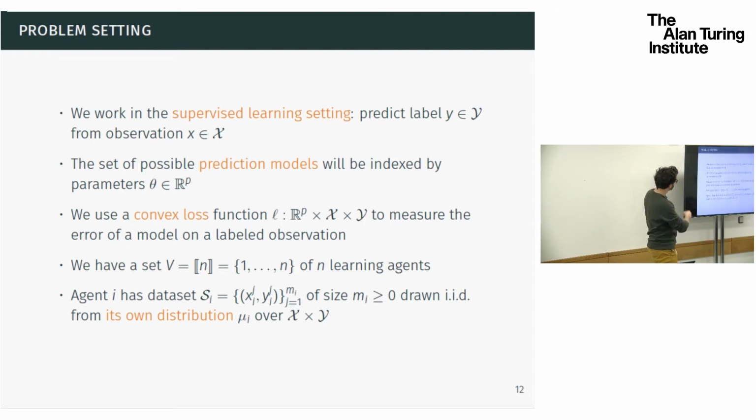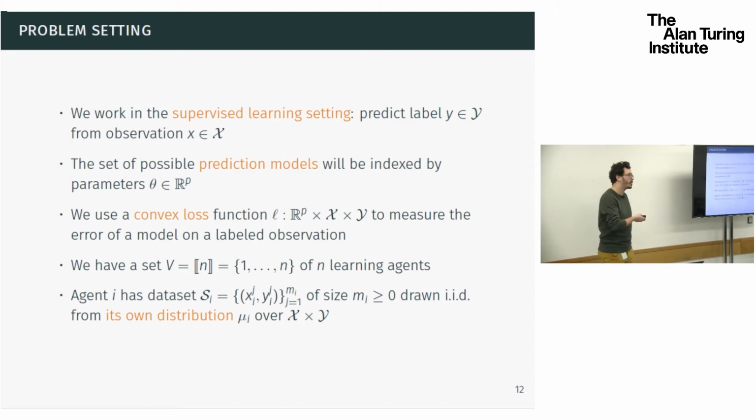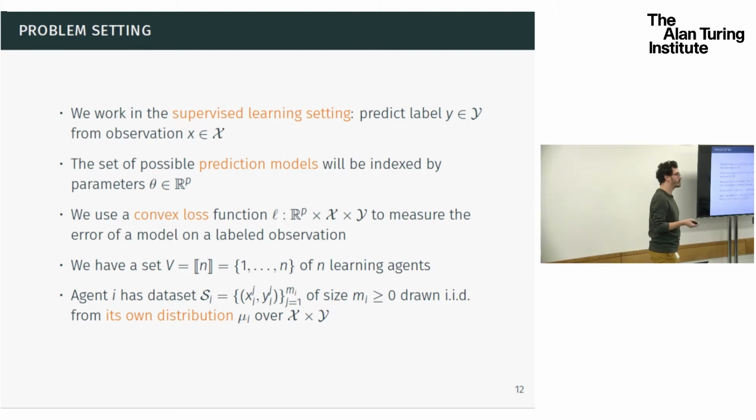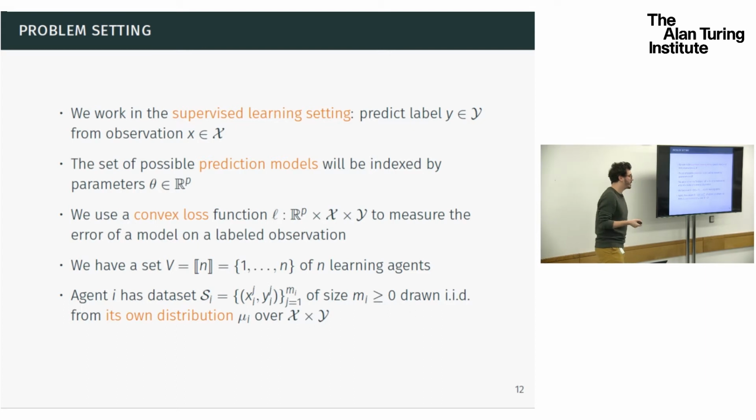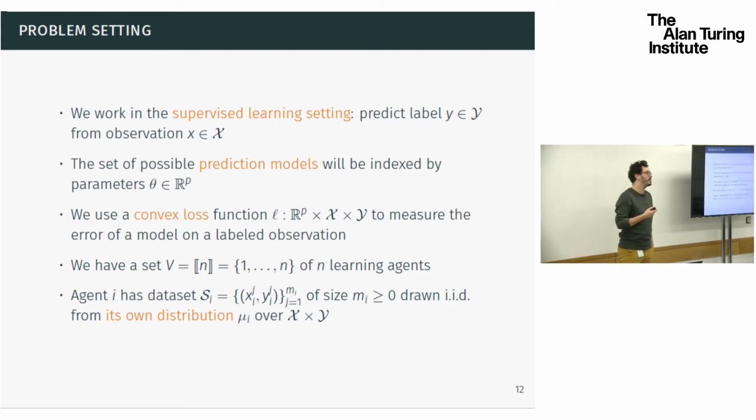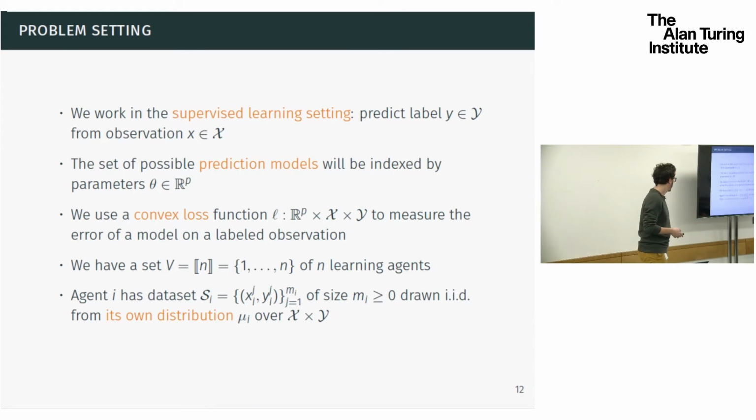The size of the data set of agent i is mi. This can be small or large depending on the user. Some users might be very active, or they signed up a very long time ago, so they have generated a lot of data. Some users might have just joined the service, and they have almost no data.